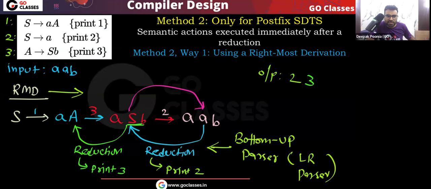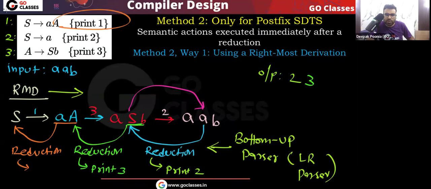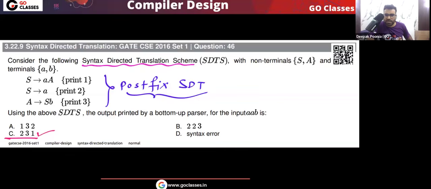So you can see that at the end, this is the last reduction. And when you reduce, then immediately after the reduction, the corresponding semantic action we need to execute. So here you can notice this production 1 we are reducing. So the corresponding semantic action we will execute, means we will print 1. So the answer will be 231. I hope you understood. Okay, very simple, right?